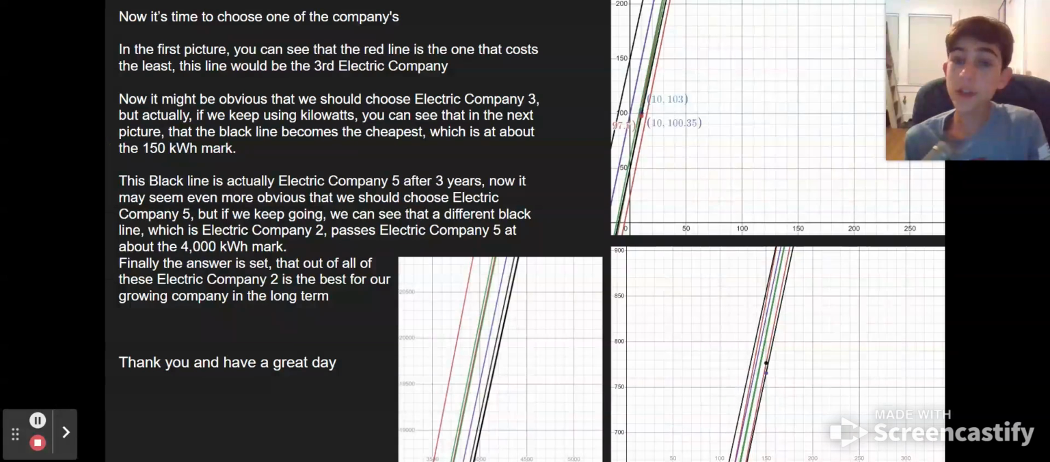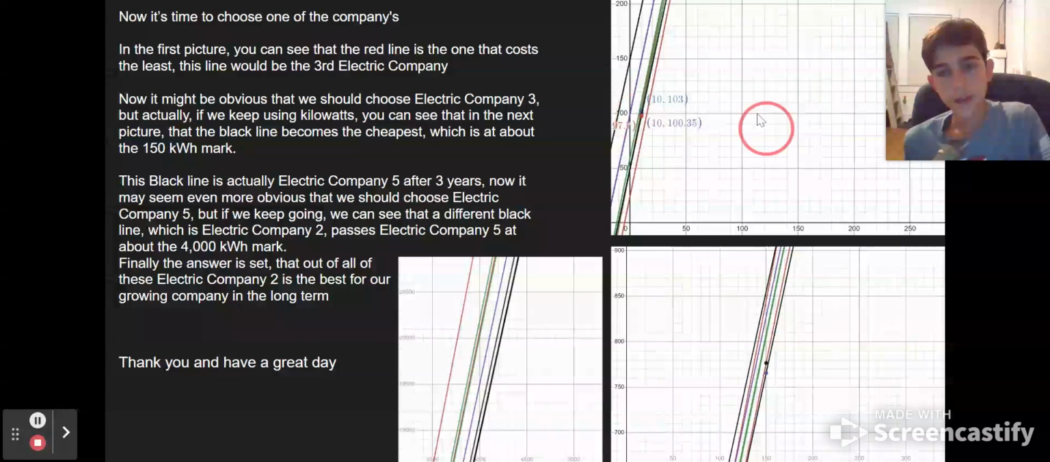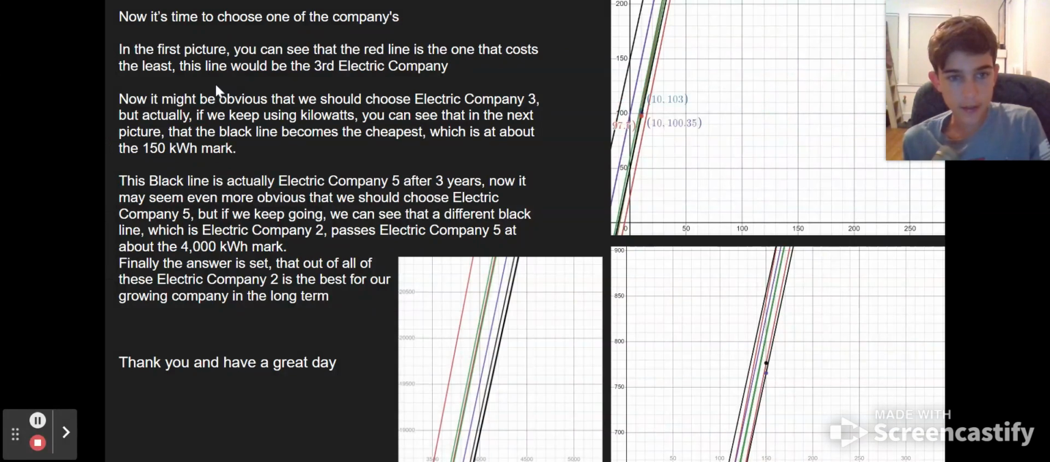Anyways, it is time to choose one of the companies. Now, in the first picture, which is this one right here, you can see that the red line is the one that costs the least. And this line is actually the third electric company. As you can see right here, the red line is the lowest amount of money being used.